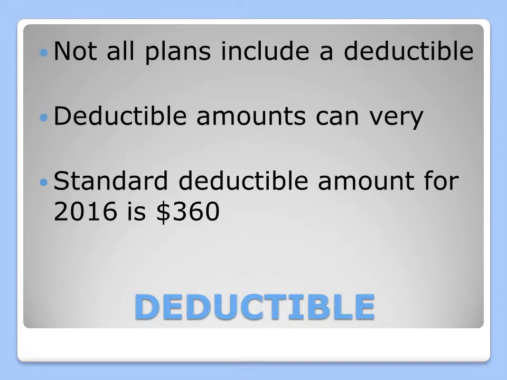The first phase is the deductible phase, and not every plan actually has a deductible. Some plans give you coverage right from the very beginning. Other plans make you pay a deductible before they begin to share. The deductible amounts can vary. I've seen Part D plans within Medicare Advantage plans have a lower than standard amount, but in 2016 the standard deductible amount for Part D plans is $360. So if your plan does have a deductible, you have to meet that amount before the plan starts cost sharing with the prescription drugs with you.